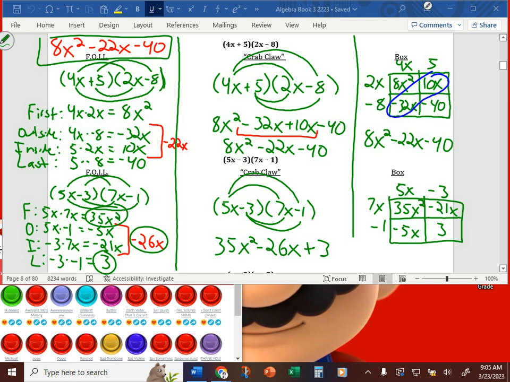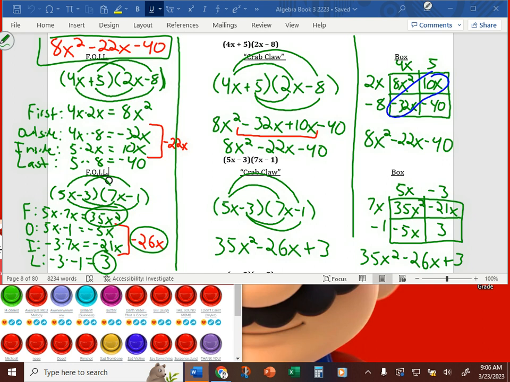I thought you were going to do it the other way around. Well, the other way around would be doing the same one again, since that's what I had in my head. But since this is a different question, I can't really do it the other way around. It's different values. So then 35x squared, combine our x terms, -26x and +3 is our answer.